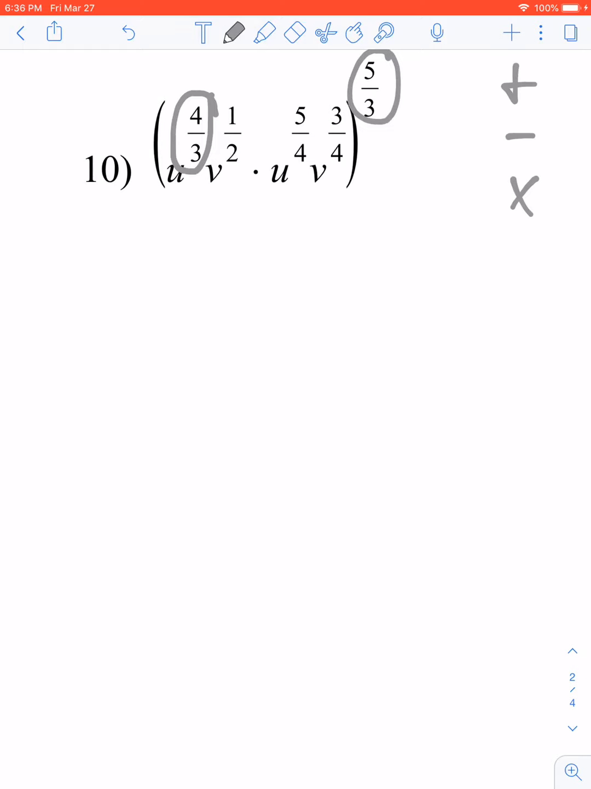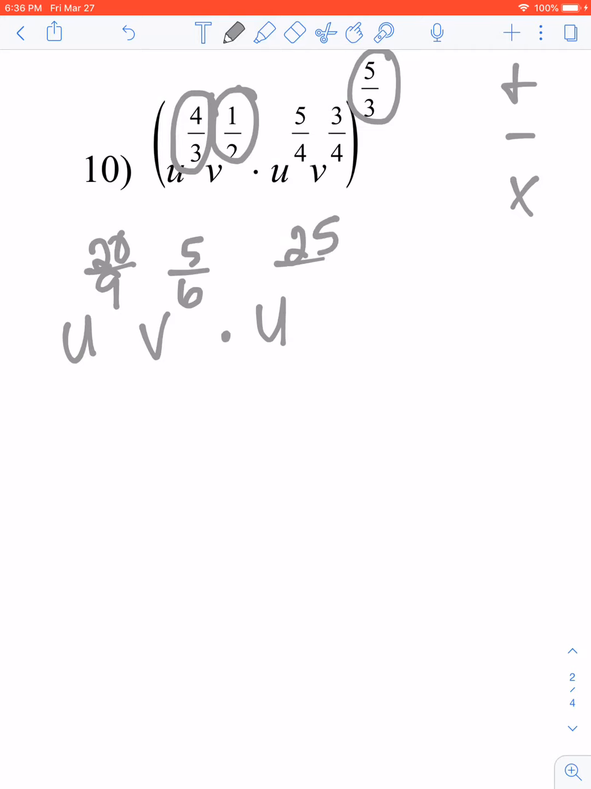I'm not going to use my calculator to show you how to multiply them, but get a calculator, multiply them together, and I'm going to get you to the 20/9. All I'm doing is multiplying the top numbers together and multiplying the bottom numbers together. Same thing, 1/2 raised to the 5/3, they're stacked, so that means I have to multiply, and I get 5/6. This u, I'm going to multiply, that's going to give me 25/12.